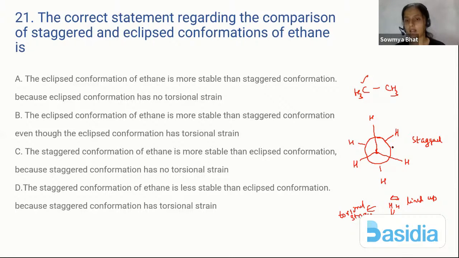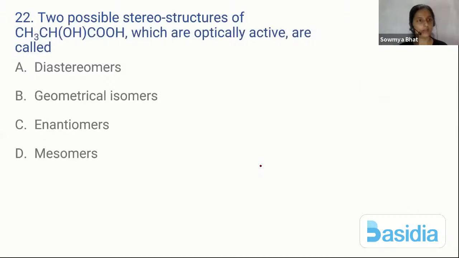But if you consider the staggered form, they are not lined up, they're away, they are separated. Because of this, this would be more stable. So the eclipsed form is less stable, and the staggered form is more stable. Let's find out the answers. The staggered conformation of ethane is more stable than the eclipsed conformation, because staggered conformation has no torsional strain. So option C would be the right answer.